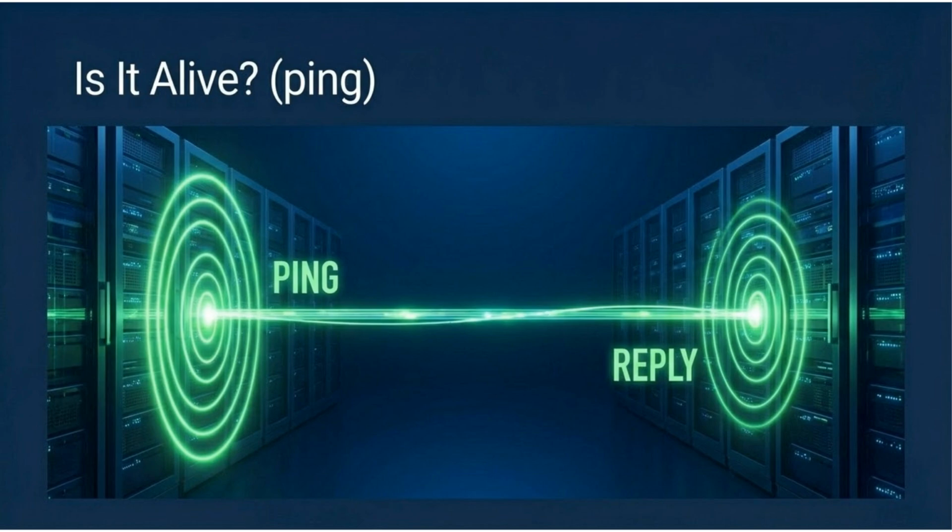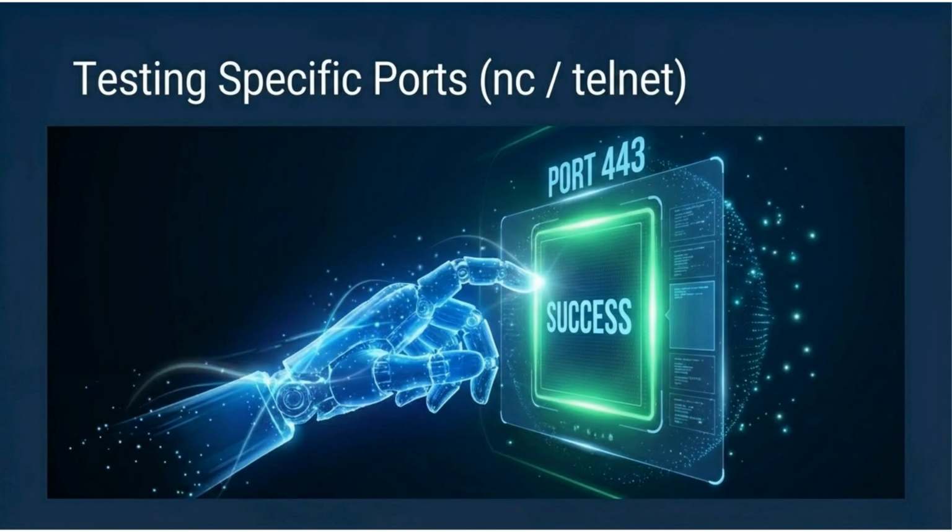Since ping is often blocked, how do we really test connectivity? We knock on the specific door using Netcat or telnet. By running nc -zv followed by the IP and port, we attempt a TCP handshake. If you get a connection succeeded message, the path is clear. If it hangs, a firewall is likely dropping your packet silently. This is the definitive test for connectivity.